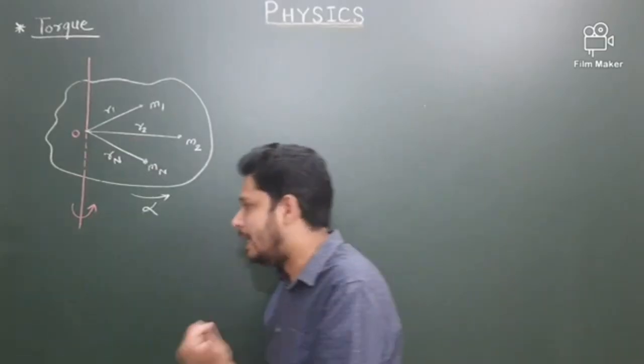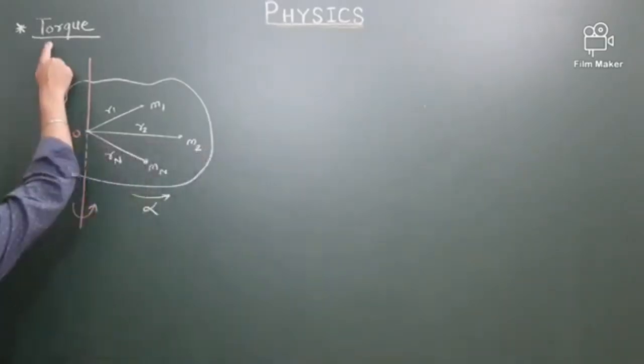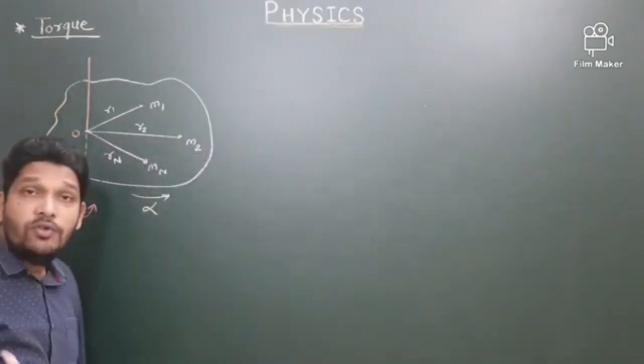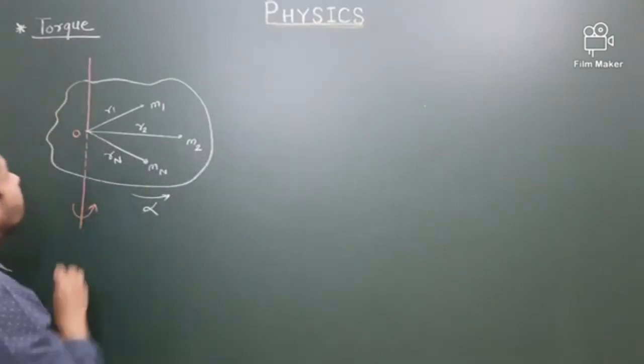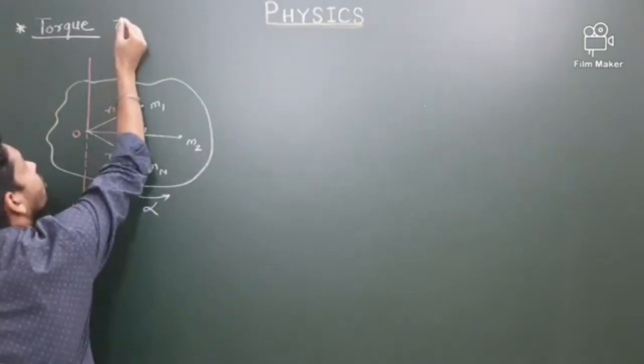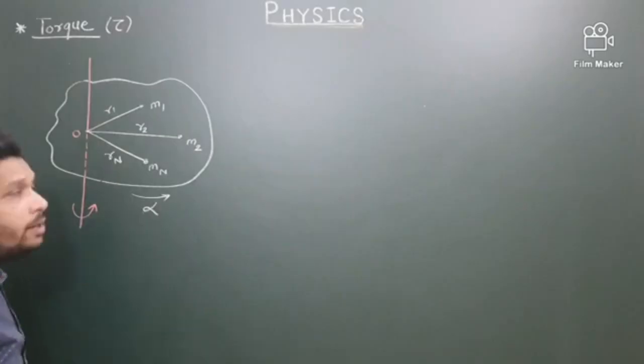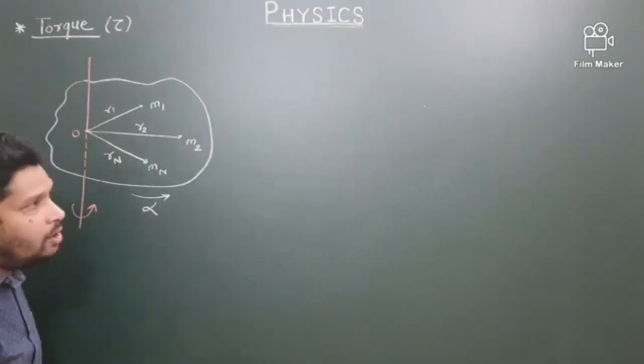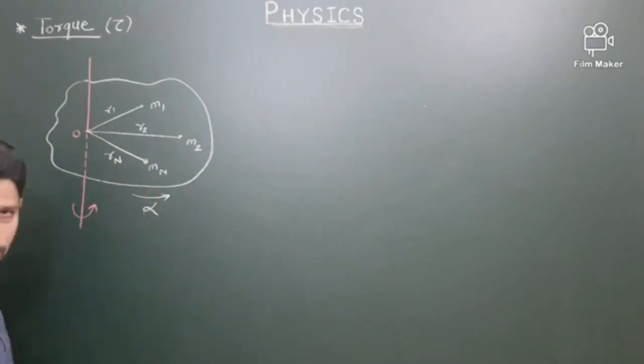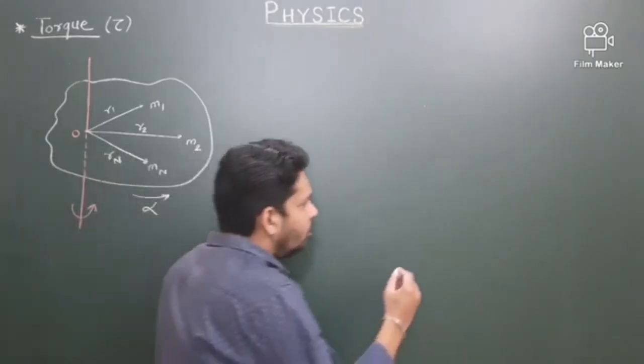Now see what we have to do. Concentrate here. We have to find out the equation of torque. This is the symbol used for torque. So we have to find out torque. Now how to start the derivation? First I will tell you in reverse. Look here. What do you have to find out?